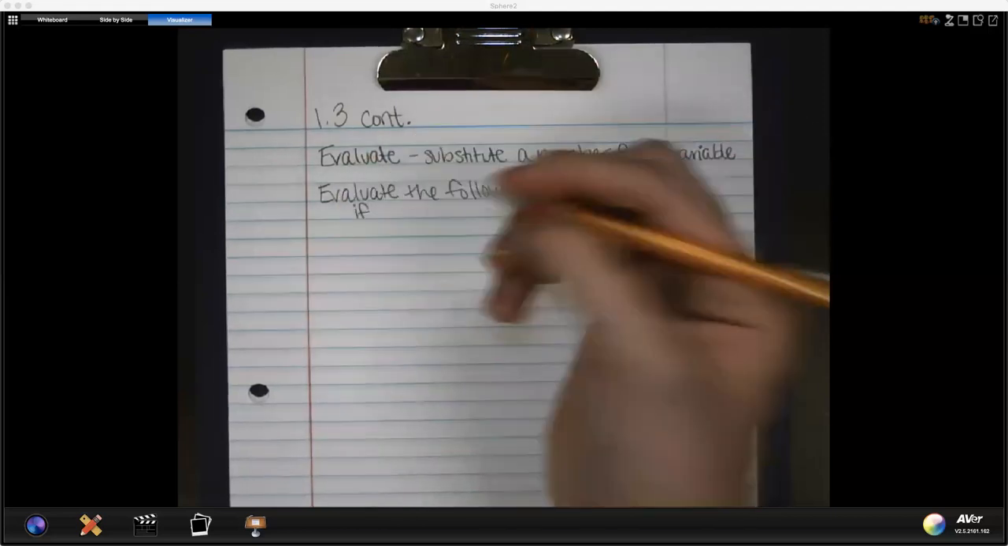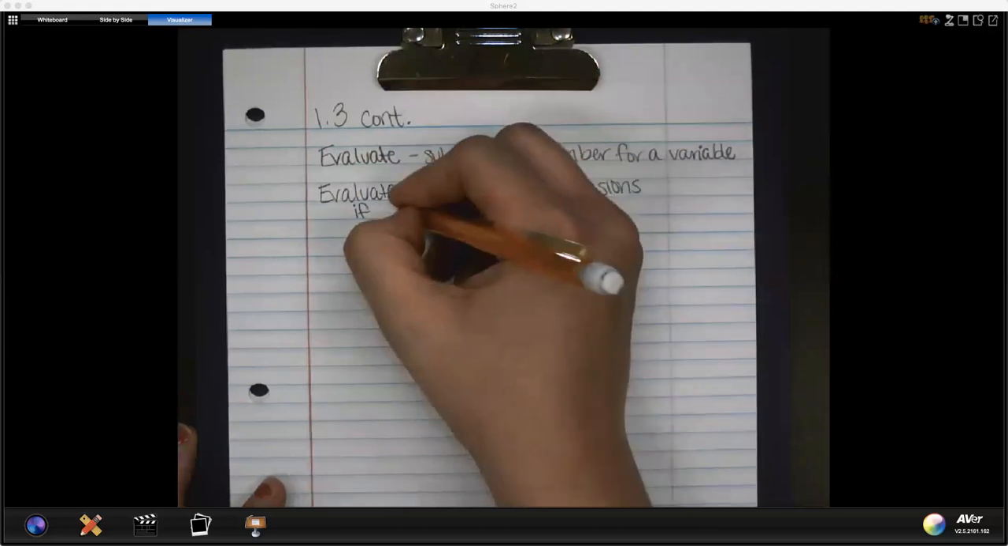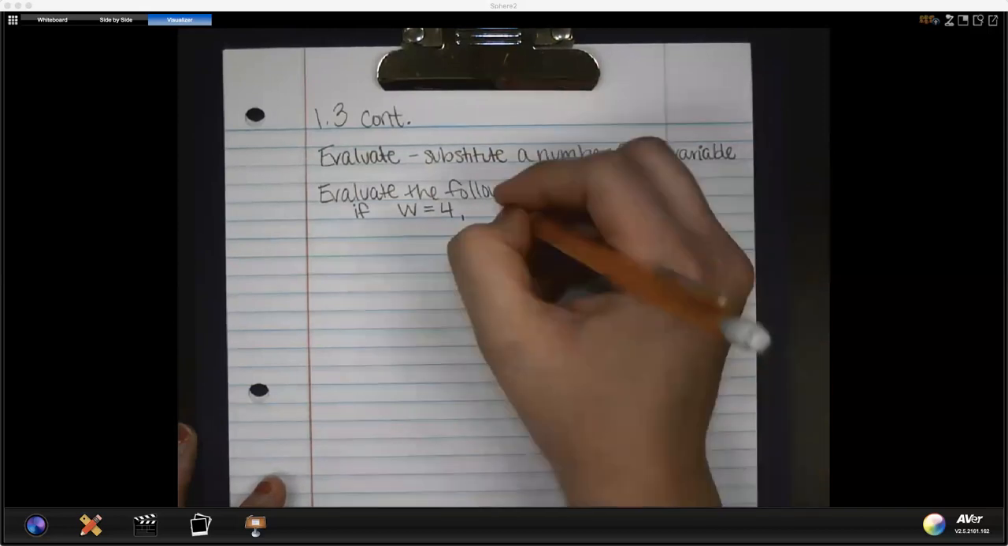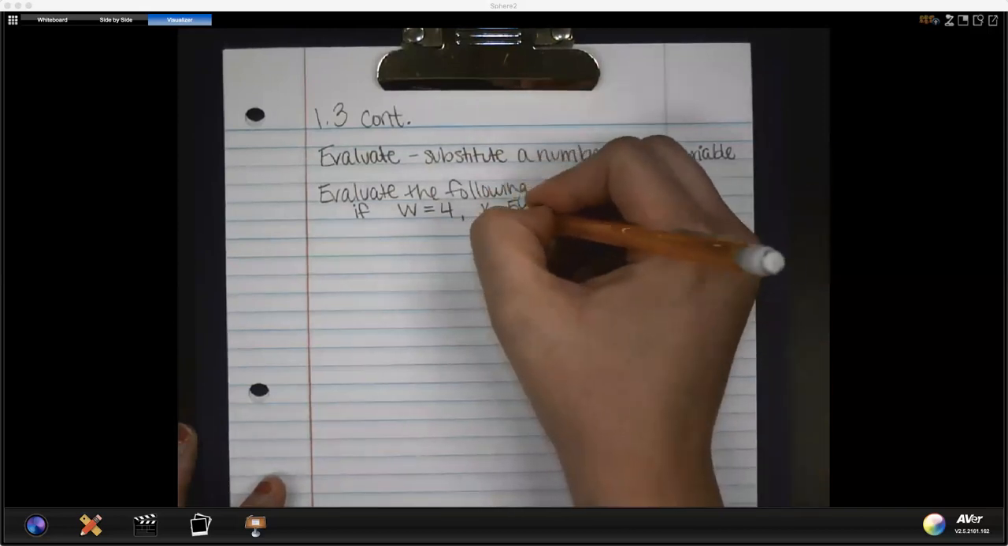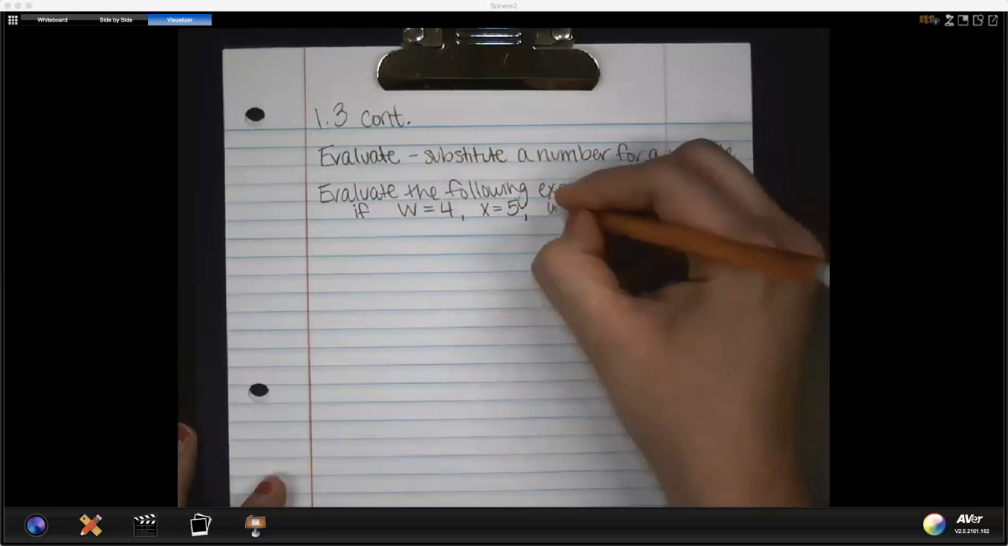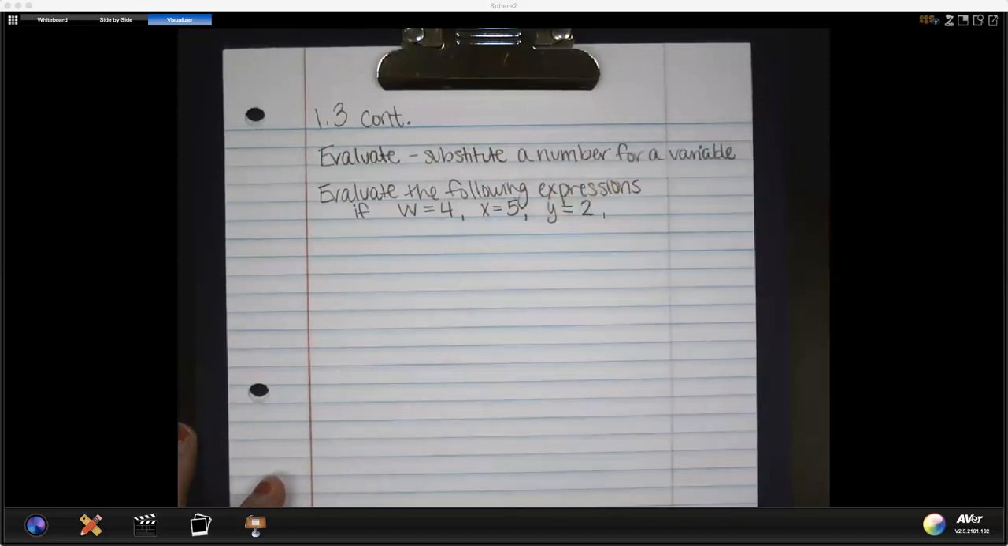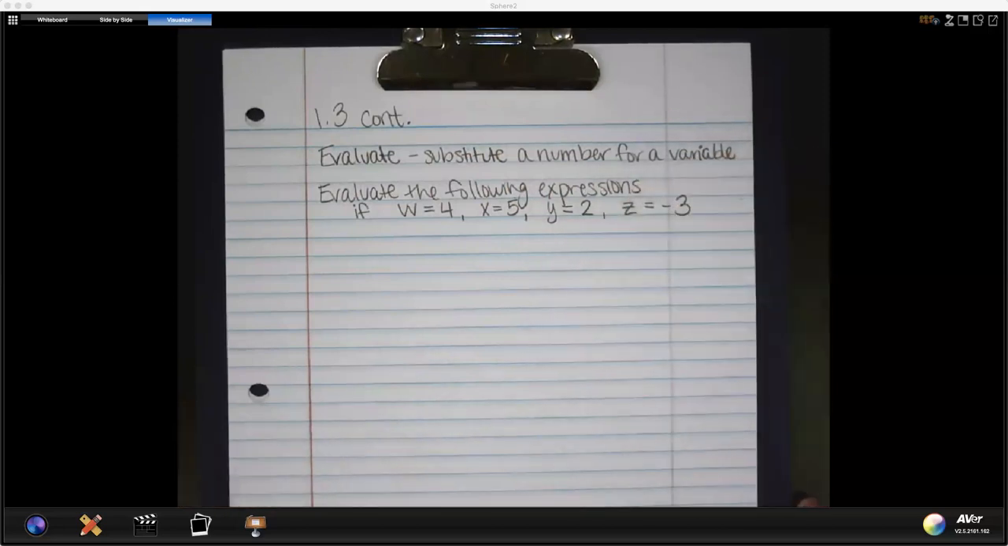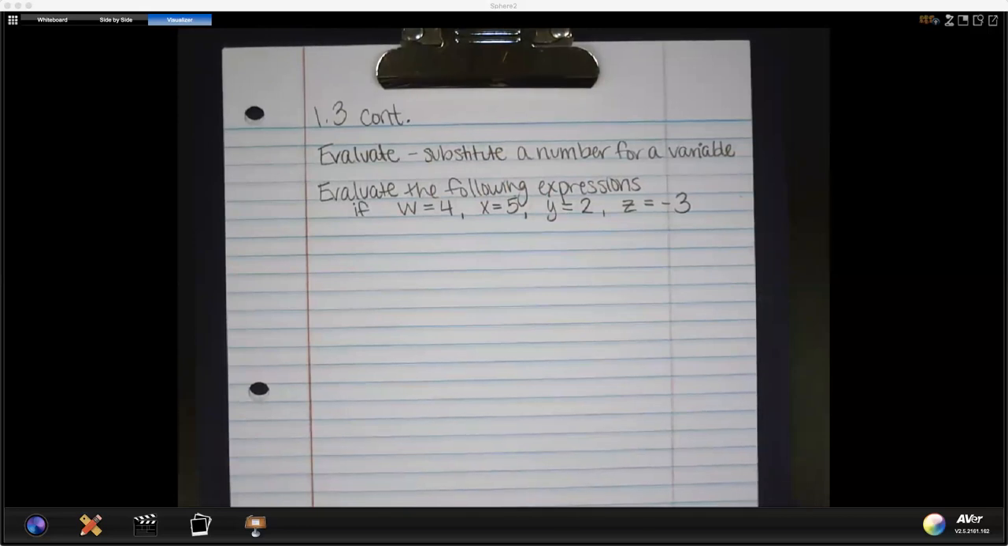If W equals 4, X equals 5, Y equals 2, and Z equals -3. Again, we're going to evaluate the following expressions. If W equals 4, X equals 5, Y equals 2, and Z equals -3.